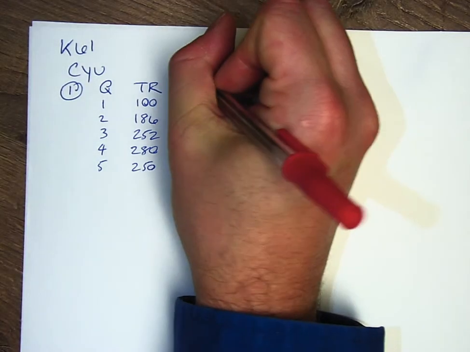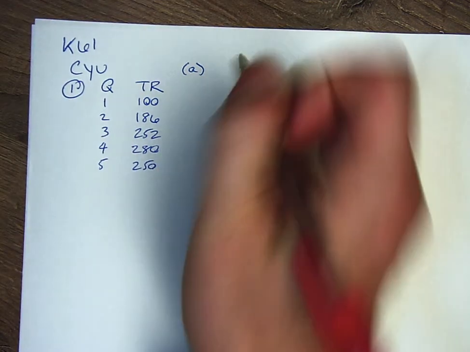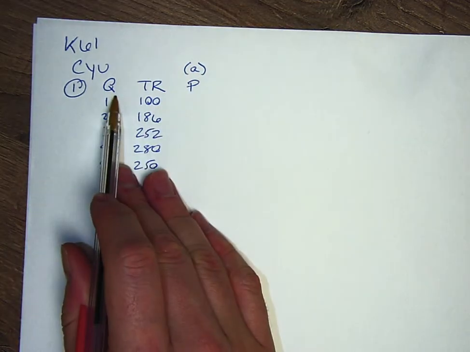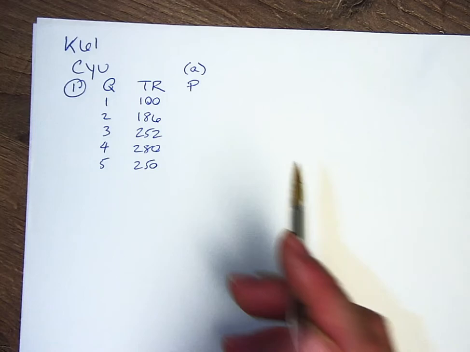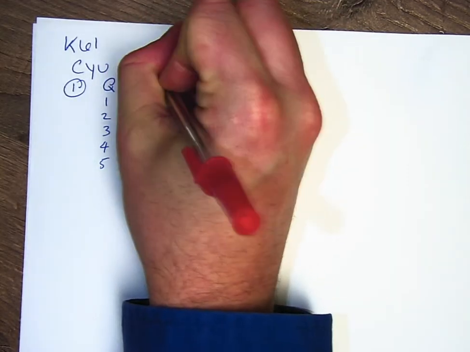And for A, it says figure out the demand schedule. And a demand schedule just means figure out the quantity and the price. So we're going to do the price column here. So that's all that is demand schedule is quantity with the price. So in order to do this, we have to know something. We have to know that TR is equal to price times quantity.